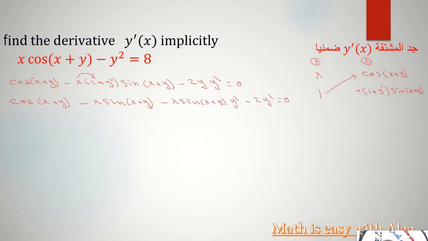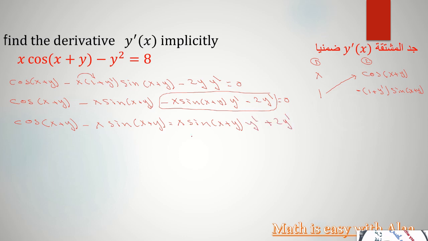What we will do is move these two terms with y prime to the other side, both of these from the left to the right side. So it will be cosine(x + y) minus x sine(x + y) equals, it will be positive, x sine(x + y) y prime plus 2y prime. I will take y prime as a common factor, and this side I will not do anything.